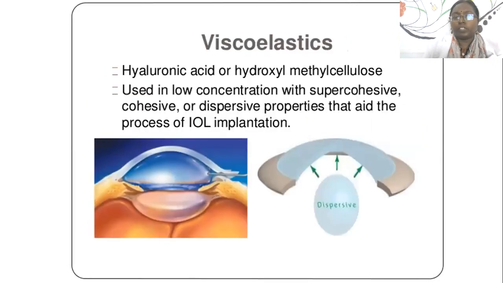Viscoelastics are hyaluronic acid or hydroxypropyl methylcellulose. What does their use mean? This protects the corneal endothelium and keeps the anterior chamber formed. That way we can introduce the instruments into the anterior chamber.